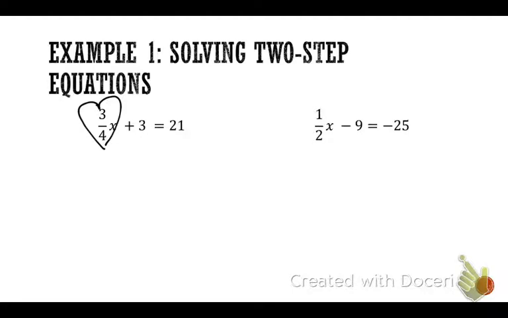All right, so let's see. Jose, what do you think you're going to do first? How could I get rid of positive 3? What's the opposite? Very good. I need to subtract 3, and if I do it on the left side, I have to do the same thing on the right side. Okay, so we have 3/4 x equals 18.